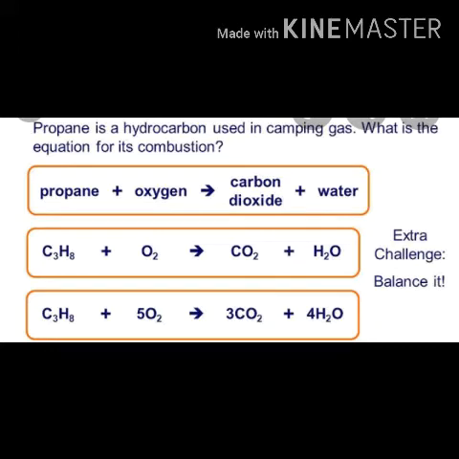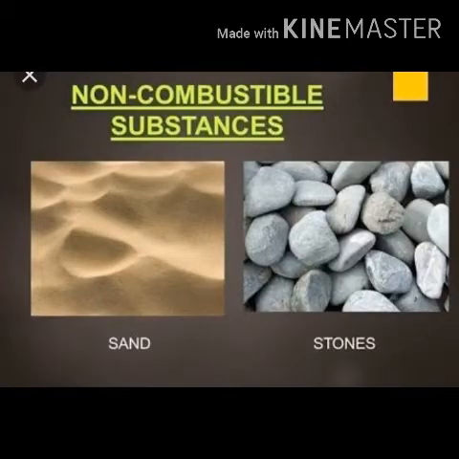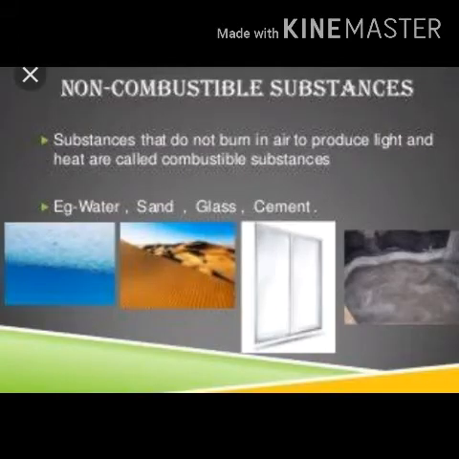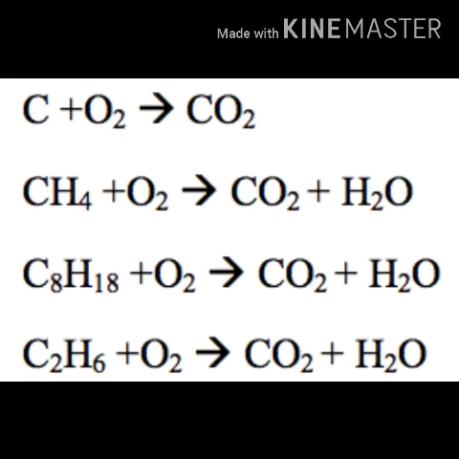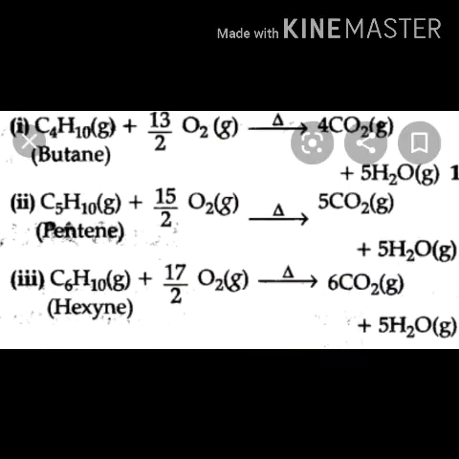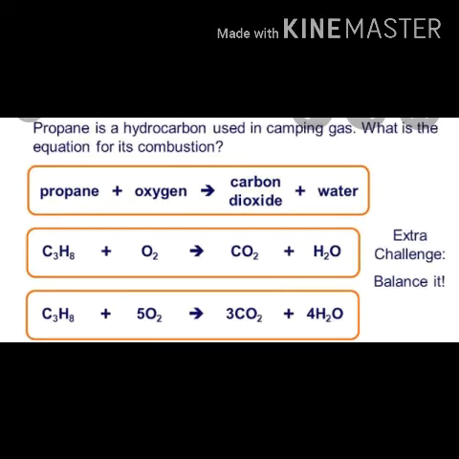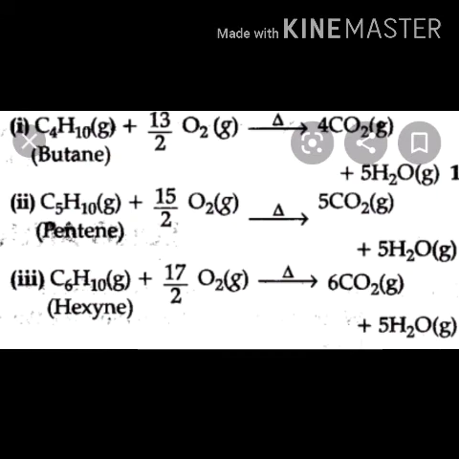Now move on to combustible and non-combustible substances. The substances which burn rapidly and readily are called combustible substances, such as petrol, LPG, wax, kerosene, paper, cloth, wood and coal. These are examples of combustible substances. The substances which do not burn are called non-combustible substances, like water, glass and sand. So these are the different ways we can see combustible and non-combustible substances.